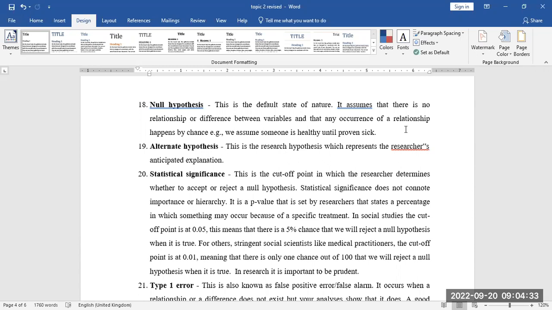We also have the alternate hypothesis. And this is the research hypothesis, which represents the researcher's anticipated explanation. For example, when you say there is a relationship between failing and attending class, that is an alternative hypothesis. But when you say there is no relationship between attending class and failing, then that one becomes a null hypothesis.